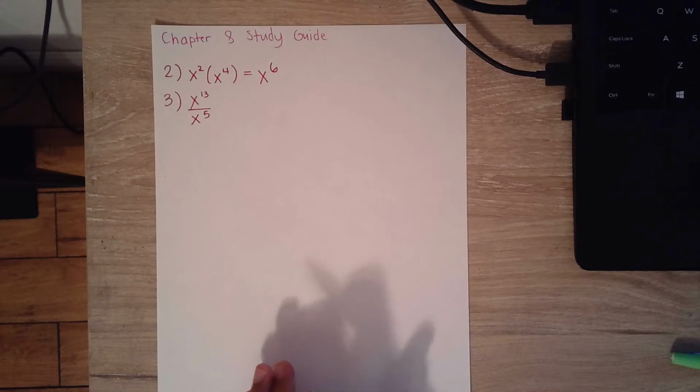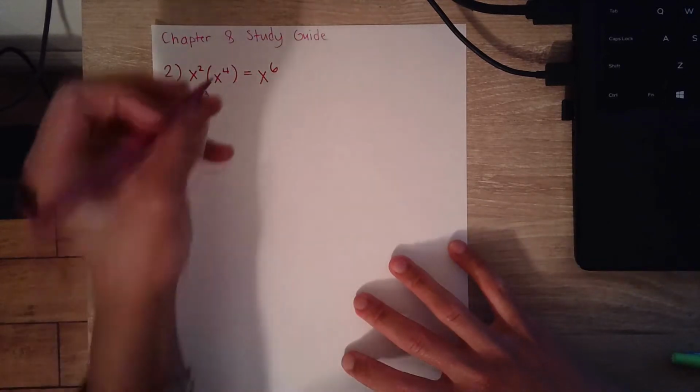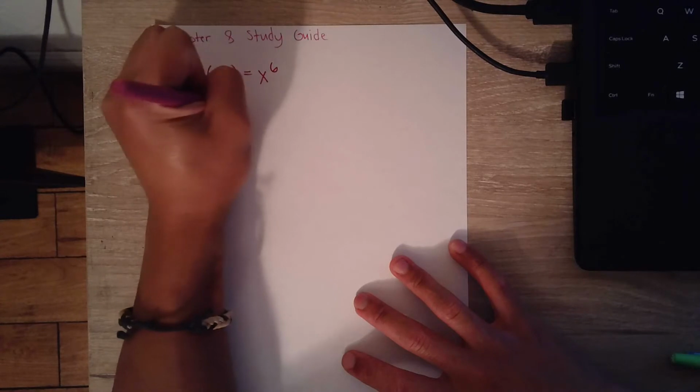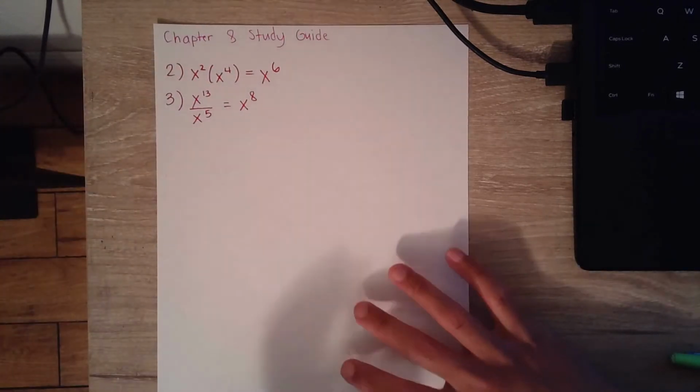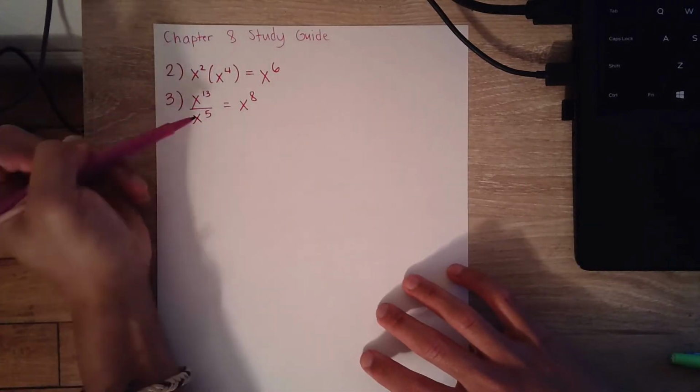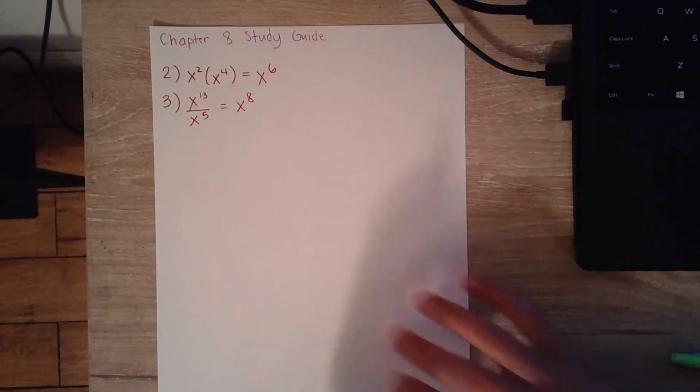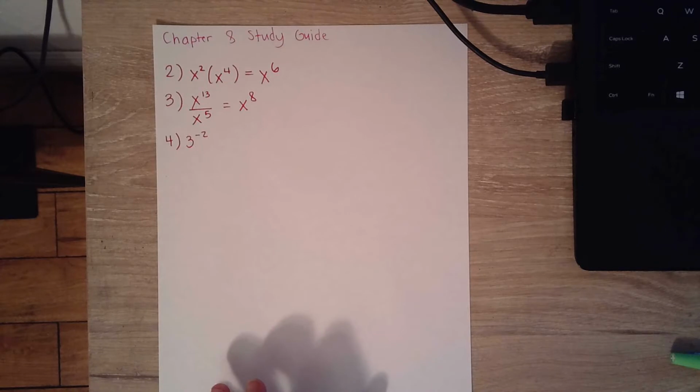All right, question number 3, we have x to the 13th divided by x to the 5th. Remember our rule when we have the same base, but we're dividing, we subtract the exponents. 13 minus 5, that gives us an answer of x to the 8th power. Remember, we always do numerator minus denominator, and our answer that we get, we can sort of think of it as going in our numerator.